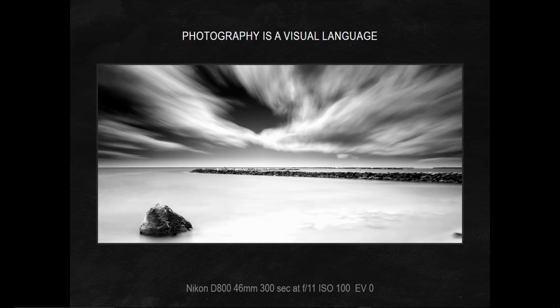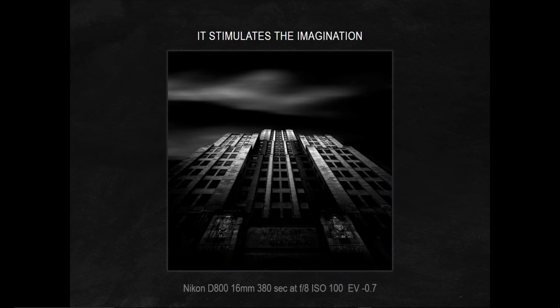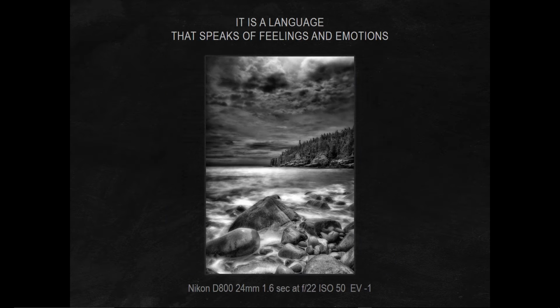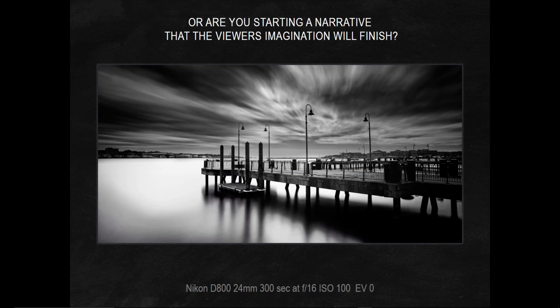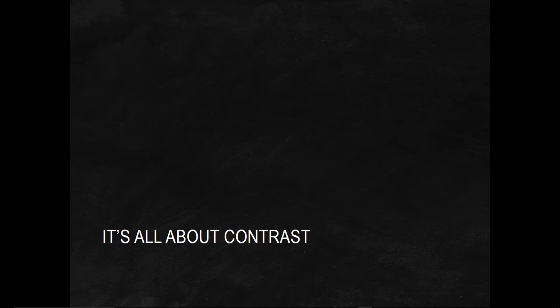I like dynamic images. I love taking pictures of ordinary things in unordinary ways. I like images that stimulate the imagination. I like images that speak of feelings and emotions. So when I go to take a picture, I ask myself, am I simply willing to take a visual inventory? Or perhaps do I want to use a technique like long exposure to start a narrative that the viewer's imagination will finish? So how do we get into the mindset of neutral density filters and long exposure photography?